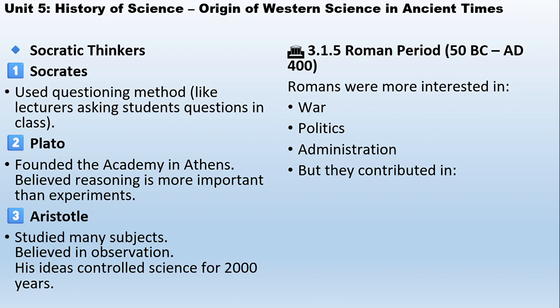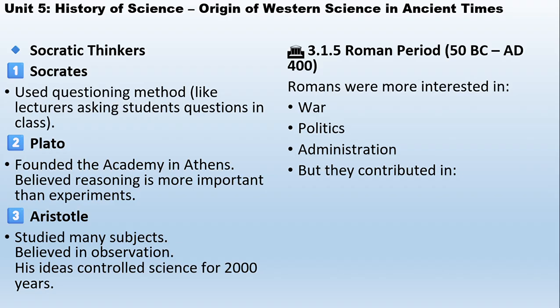So let's go to the Roman period. The Roman period is from 50 BC to AD 400. BC means before Christ, AD means after death. So Romans were more interested in war, politics, and administration. These are the three things the Romans were more interested in.